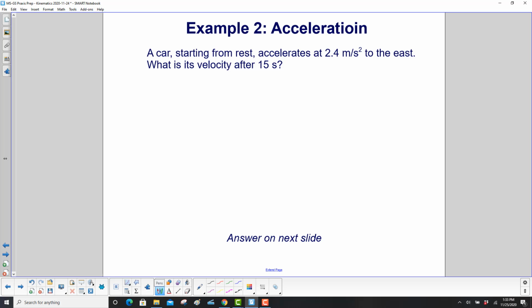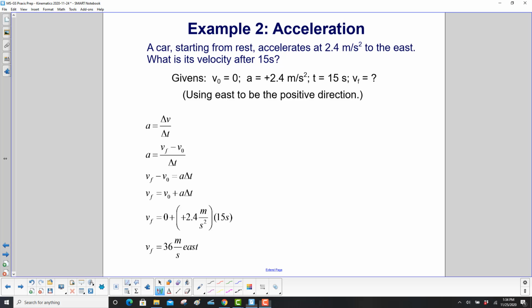A car, starting from rest, accelerates at 2.4 meters per second squared to the east. What is its velocity after 15 seconds? So in the beginning, we have a vehicle at rest, a car at rest, so its velocity is 0. It accelerates at 2.4 meters per second squared for a time of 15 seconds. What's its final velocity? Once again, we'll say east is the positive direction.